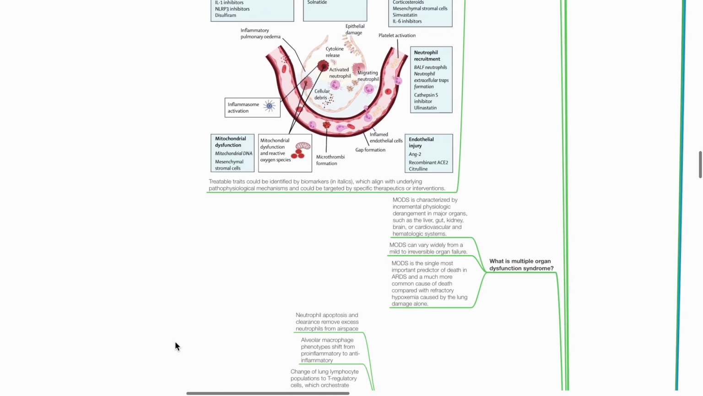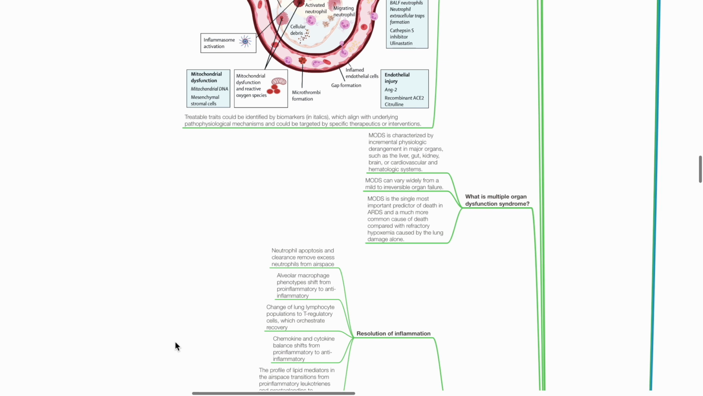What is multiple organ dysfunction syndrome? MODS is characterized by incremental physiological derangement in major organs such as the liver, gut, kidney, brain, CVS, or hematologic systems. It can vary from mild to irreversible organ failure. MODS is the single most important predictor of death in ARDS and is a much more common cause of death compared with refractory hypoxemia due to lung damage alone.